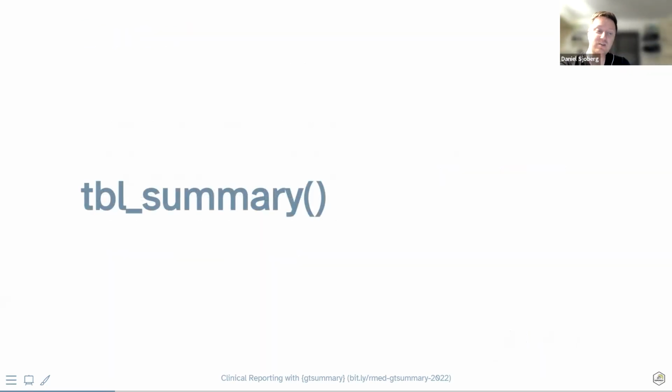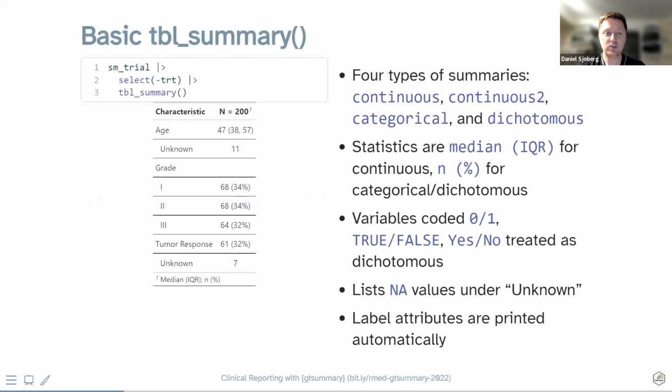So let's start with the most widely used function in the gtsummary package. It's called table summary, TBL summary, and it creates summaries of data frames. So let's just show you the most basic usage here. So you can see on the left here, we're taking that small trial data frame. We are piping it into a select statement. And we are deselecting the treatment column, and then we're piping that data frame into TBL summary, and you can get a nice table here.